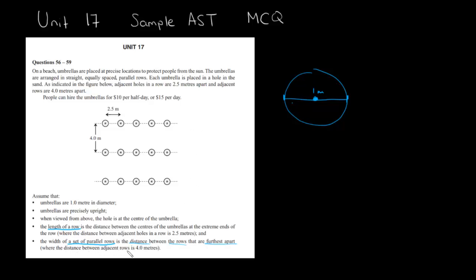And it says the distance between adjacent rows is 4 meters. In this definition, it doesn't say it's from hole to hole. For the length of a row, it says distance between the centers of the umbrellas, so from center to center. But in the width definition, it doesn't tell us that. We can assume it is, because it says the distance between adjacent holes is 2.5, which looks like center to center, and the distance between adjacent rows is 4 meters, which also looks like hole to hole. It doesn't say hole to hole or center to center, but we can assume.